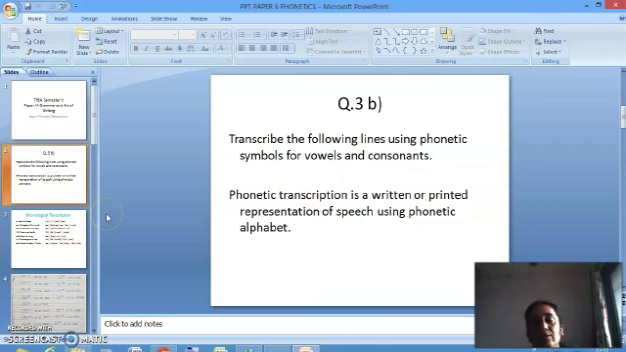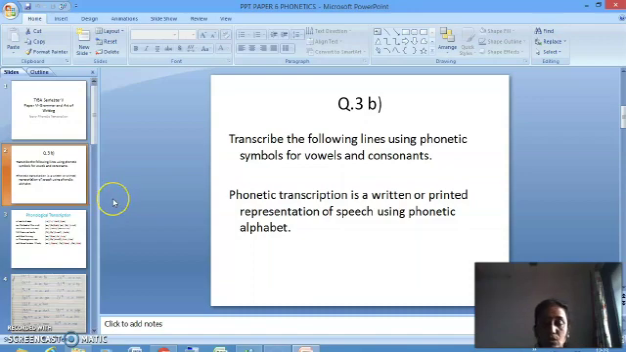So you have a question 3. You might have gone through the sample question paper I have forwarded to you through our Google Classroom. There is a question number 3B. What is it? Transcribe the following lines using phonetic symbols for vowels and consonants. You will be given 7 to 8 lines and using phonetic symbols for vowels and consonants.